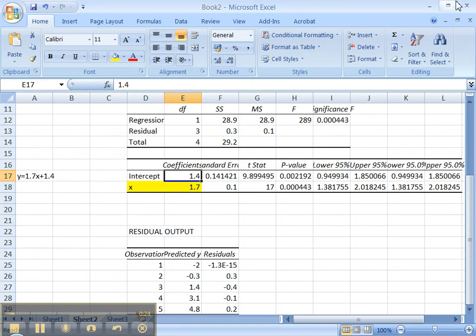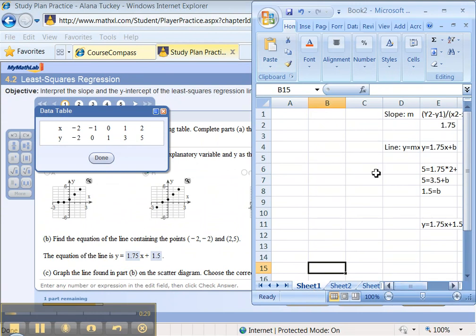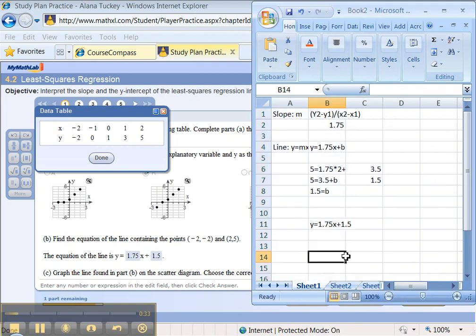It helps if you have Excel for this problem, I have to be honest. Let me go back here to my sheet. I don't know what happened there, but let me delete that. You don't need to see that. All right.